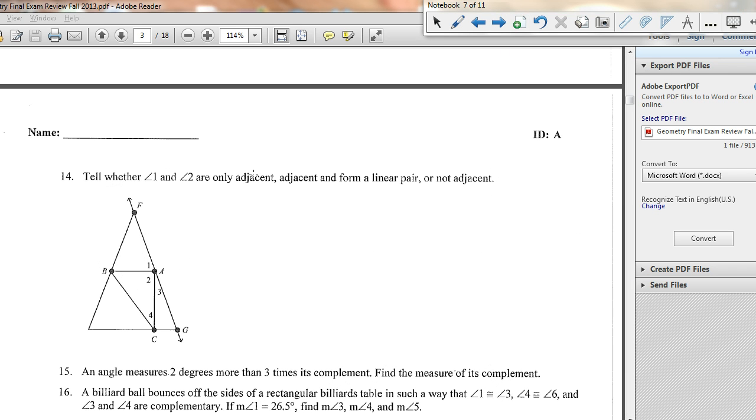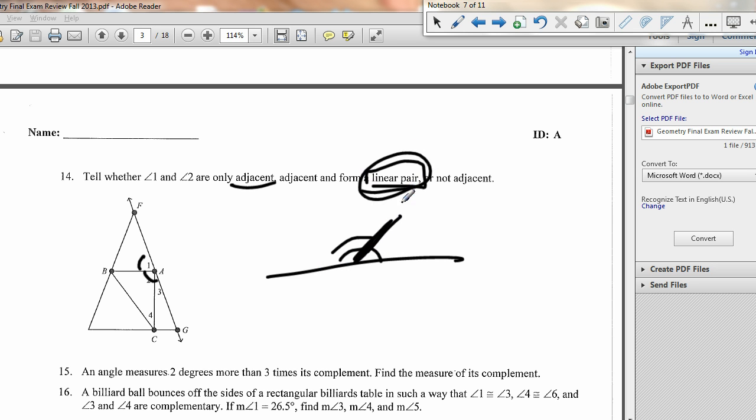Tell whether angle 2 and angle 1 are adjacent. Adjacent means that they share a side. So these two are adjacent, they share a side. But are they adjacent and form a linear pair? That would mean they share a side and make 180 degrees, like this. This angle and this angle together share a side and they make 180 degrees. Linear pair means a straight line, which makes 180 degrees. Because we're still missing this angle right here, it doesn't go to straight lines. So angle 1 and angle 2 are not a linear pair, but they are adjacent.